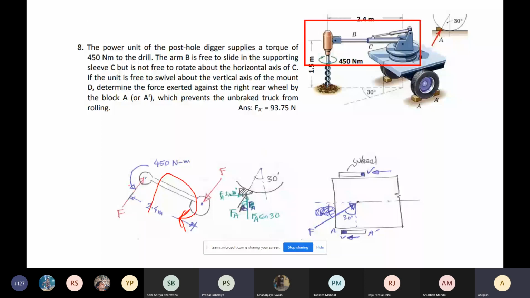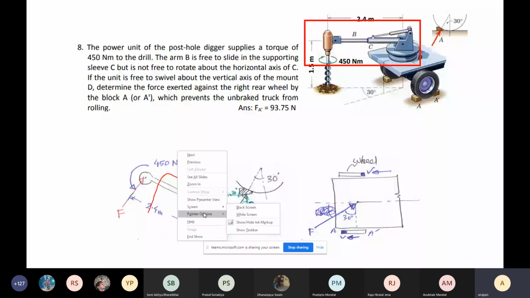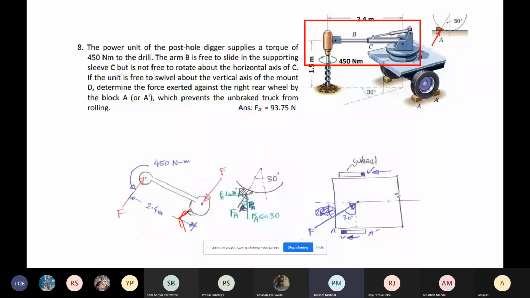Sir, according to the diagram, that green sign is in the clockwise direction. Green sign is what we are applying to the soil, and the soil is applying an opposite torque moment to the drill. Sir, the force will be in horizontal direction or vertical? We are looking at it from the top.